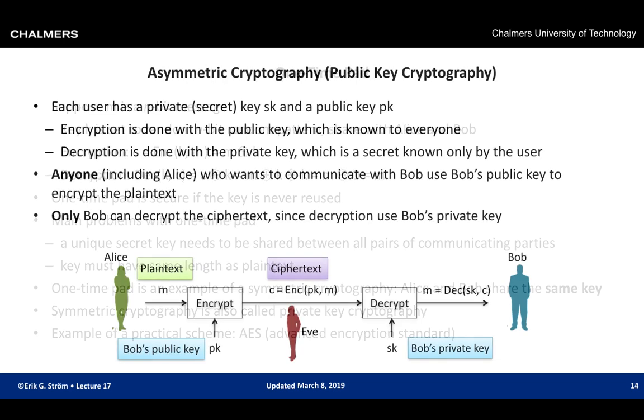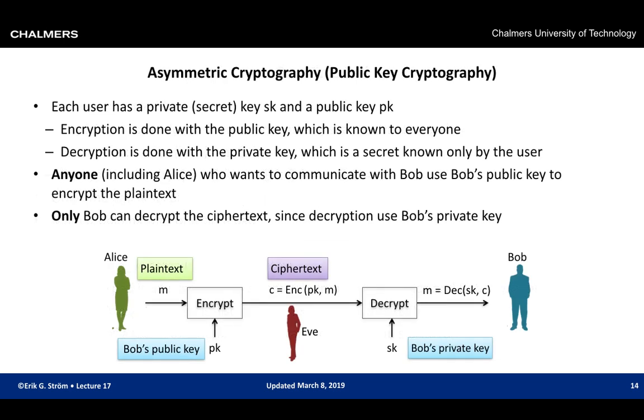But let's move on and talk about another type of cryptography, which is called asymmetric cryptography, or sometimes called public key cryptography. It's the same thing. And the idea is that a user has a private key, let's call it SK, and a public key PK. SK and PK are connected together, right? So they form a pair. They have a relationship between each other. So it's not like this is independent of that. No, they're connected.